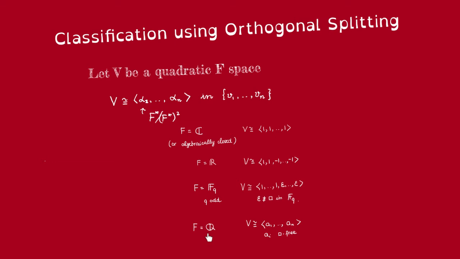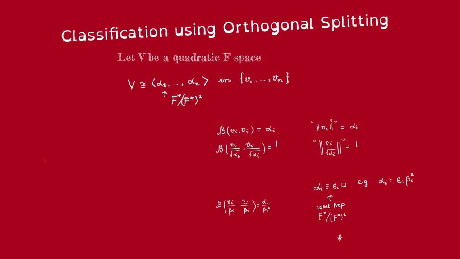Over Q, however, we have more than two classes because it's not true that the quotient of two non-square numbers is going to be a square. So the most we can say is that we can choose a square-free representative for each of the classes. But now let us explain why these alpha i's are only determined up to a square, that is, changing them by a square doesn't change the isometry class.